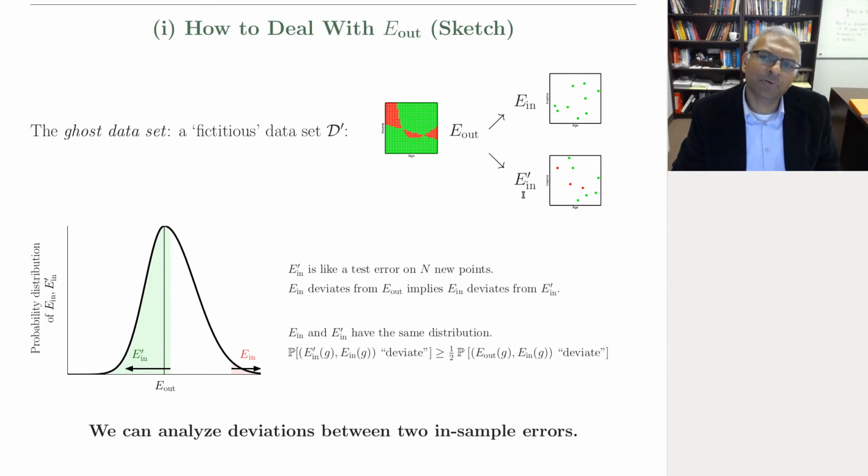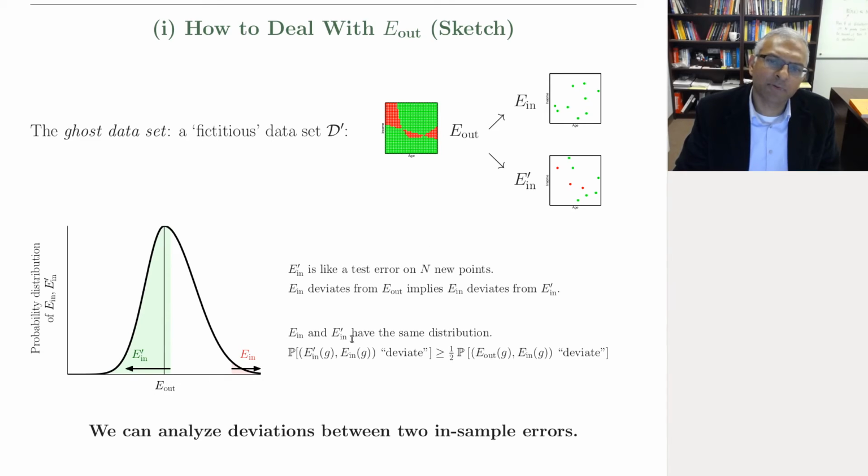So this E in prime will be close to E out, related by the single hypothesis Hoeffding bound. Okay, and so in this picture here, where you see this probability distribution that looks a little bit like a Gaussian, let's consider the situation where E in deviates from E out. We're interested in bounding the probability that E in deviates from E out by a large amount.